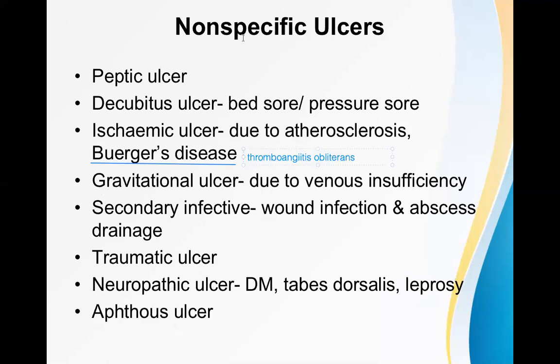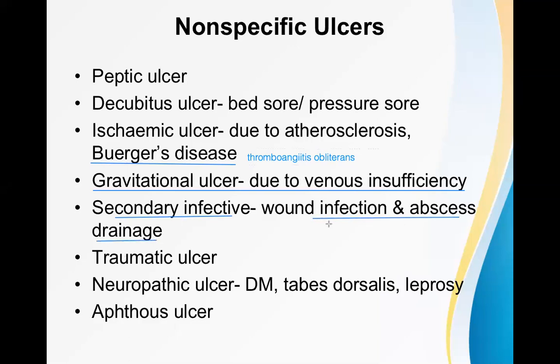Now, gravitational ulcer is another one. I already explained the mechanism. It is mainly due to venous insufficiency as a result of varicose vein or because of deep vein thrombosis. Both can be written here. Secondary infective, wound infection and abscess drainage.